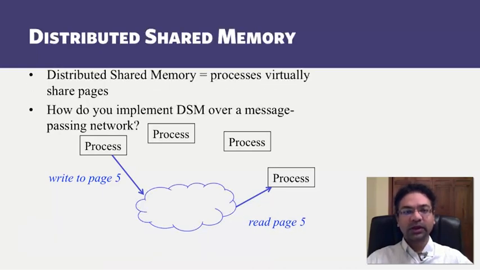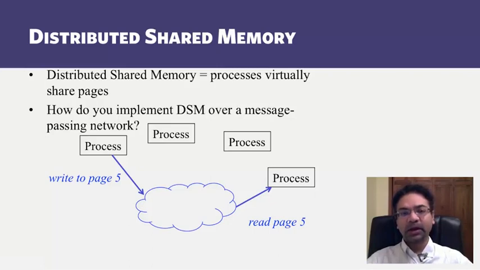So this is the concept that is known as distributed shared memory, where you have processes sharing pages with each other, but in fact they're doing this over a message passing network that is underneath. So processes virtually share pages with each other, but the underlying distributed shared memory system is implementing this by using message passing. Okay, so that's the main challenge over here.